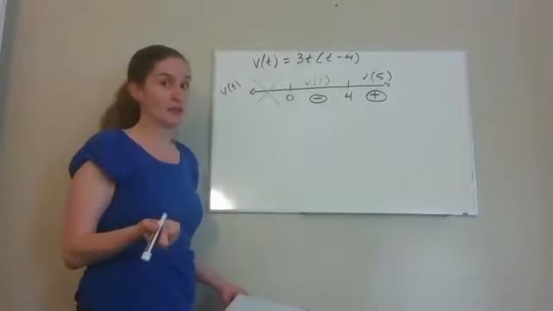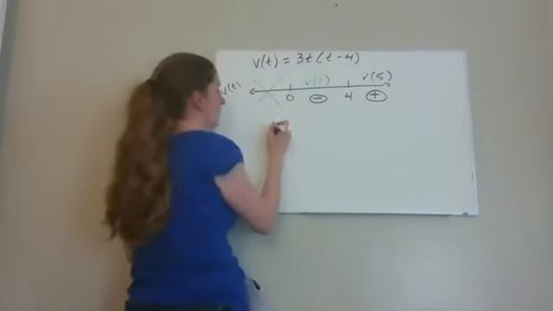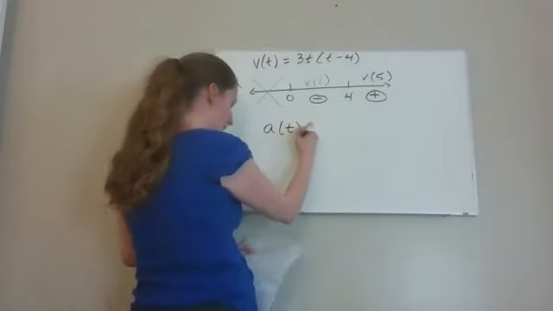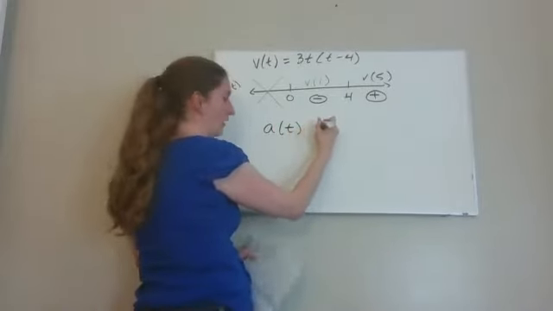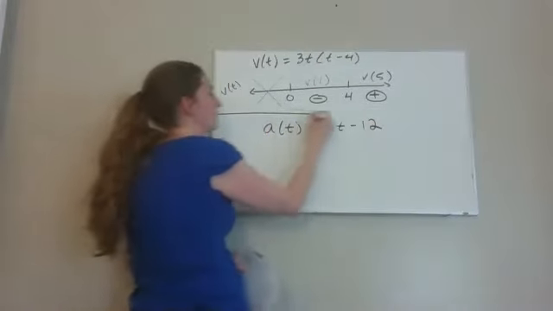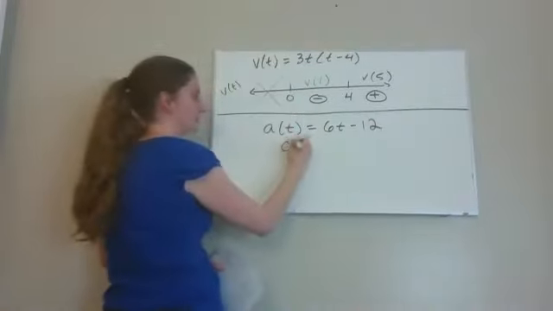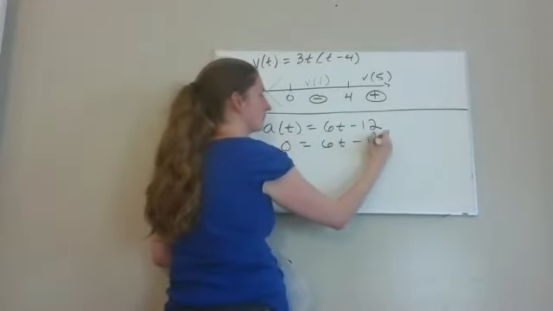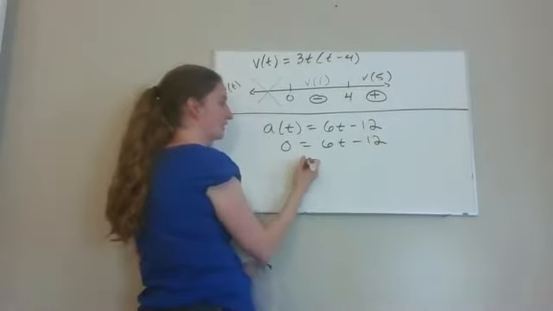Now we need to make one for acceleration as well. Remember that our acceleration function, which we had from earlier, was 6t minus 12. If we find where this is equal to 0, I get that my t is equal to 2.